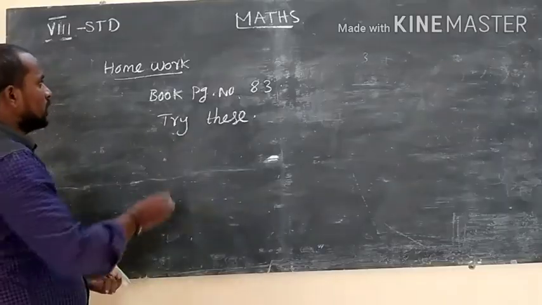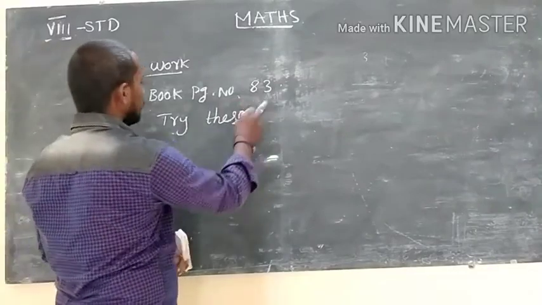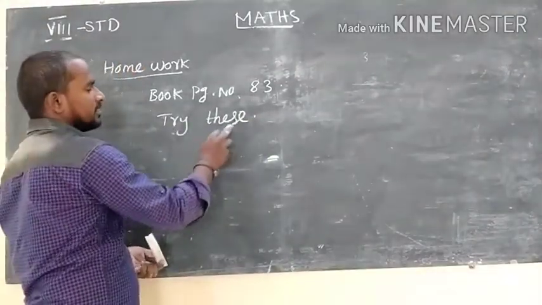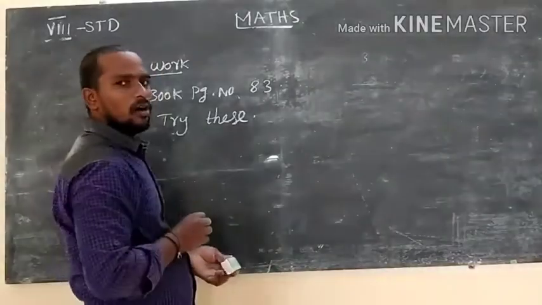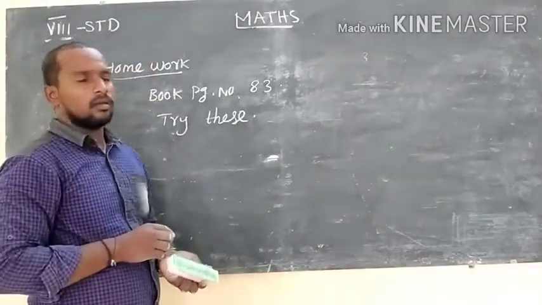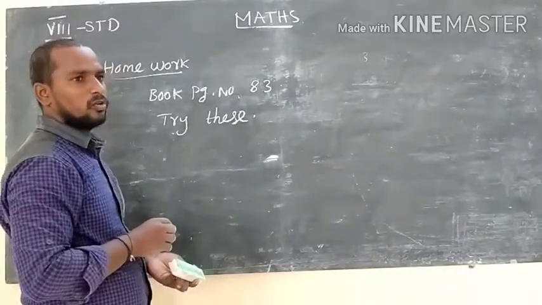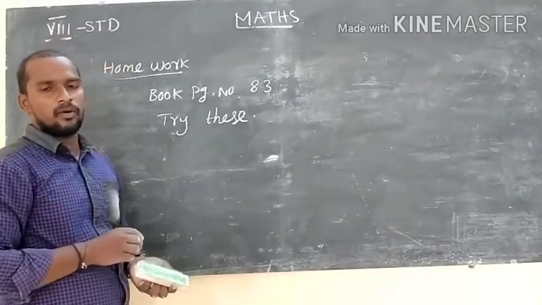Okay, dear students, today's homework: page number 83. Try this. At the bottom of the page is given the Try This, do all the sums carefully using the exponential rules, and find out the answers to all the questions.